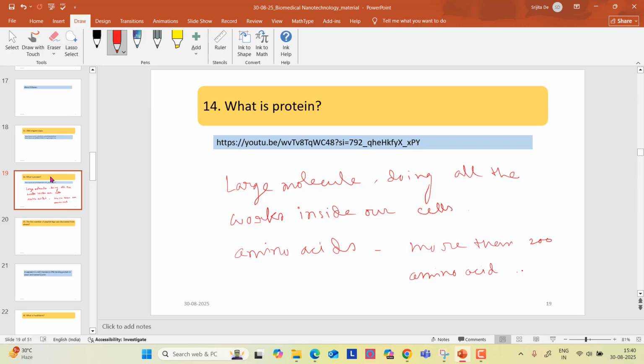It has different structures: alpha helix structures, beta sheet structures. The basic thing is they are very large molecules, consisting of many amino acids.